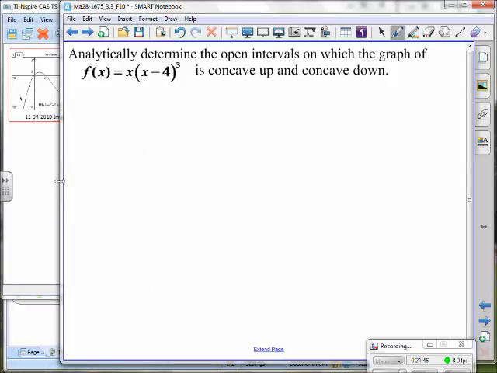Analytically, determine the open intervals on which the graph of this function is concave up and concave down. Step number 1.